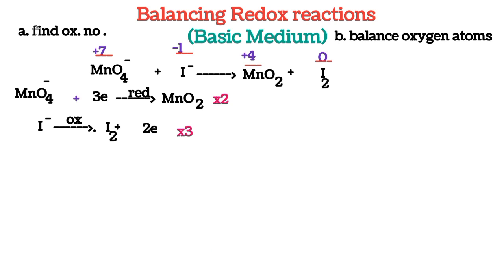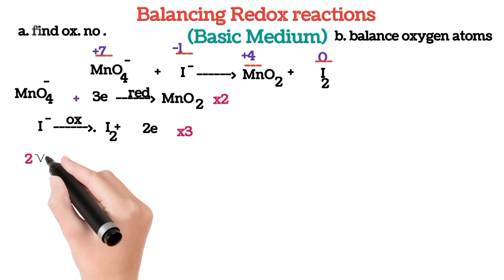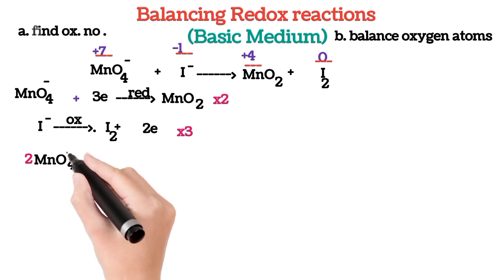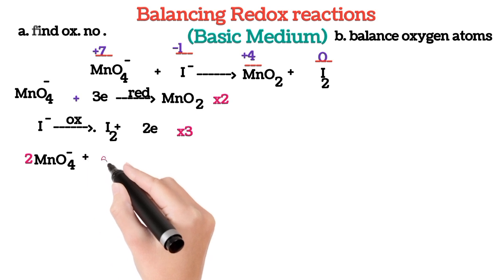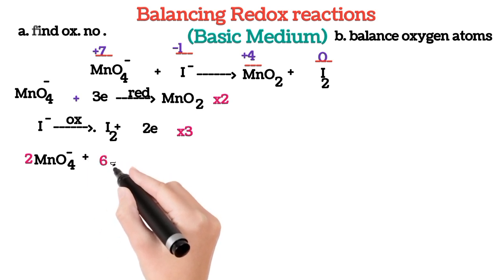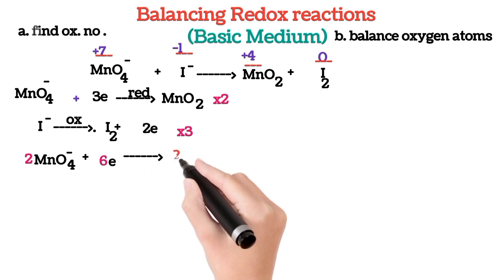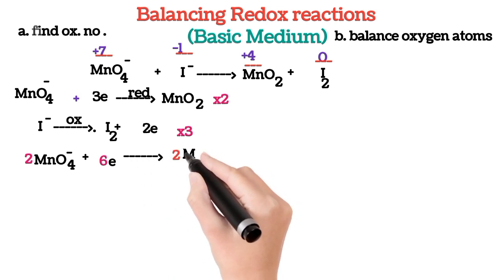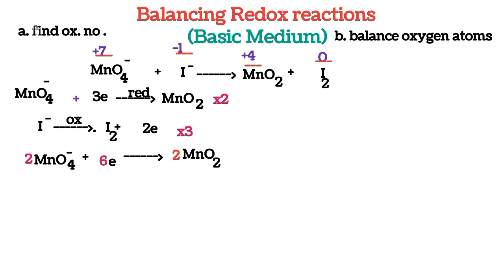the oxidation process by the number of electrons in the reduction process. So multiply reduction by 2 and oxidation by 3. And that will give us 2MnO4 minus plus 2 multiplied by 3 electrons will give you 6 electrons, and then 2MnO2. Remember, these 2 that we're using to multiply are the number of electrons from the oxidation process.